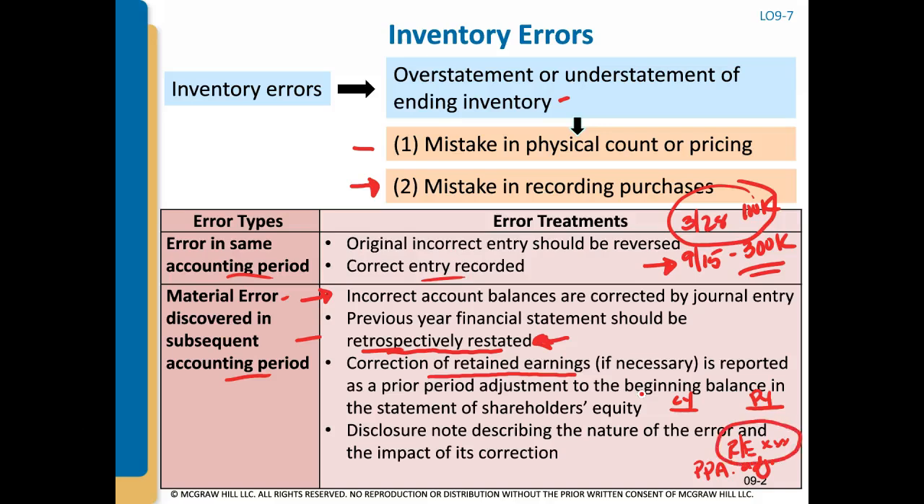So assuming the error impacted cost of goods sold in the prior year, it would have trickled down and affected retained earnings. We record a prior period adjustment in the beginning balance of the statement of shareholders' equity. And then you also need to include a disclosure note describing the nature of the error and how much it is and how it impacts your financial statements.